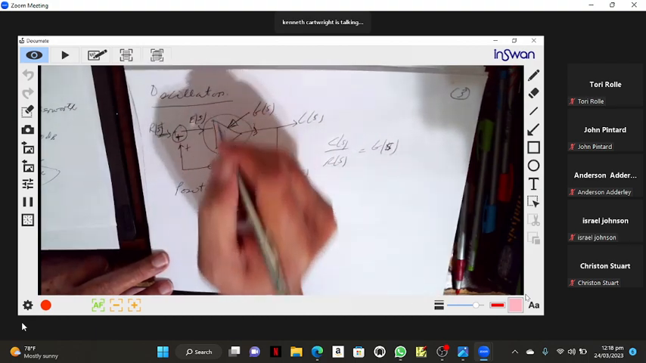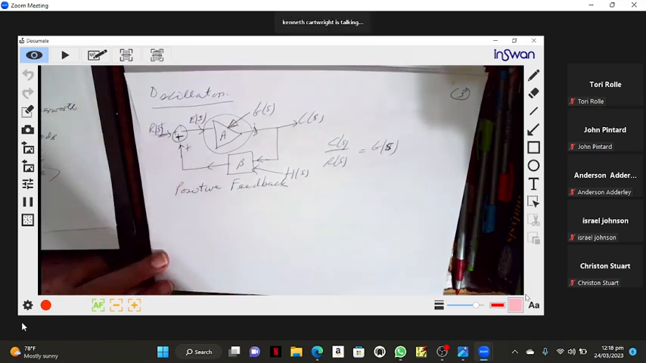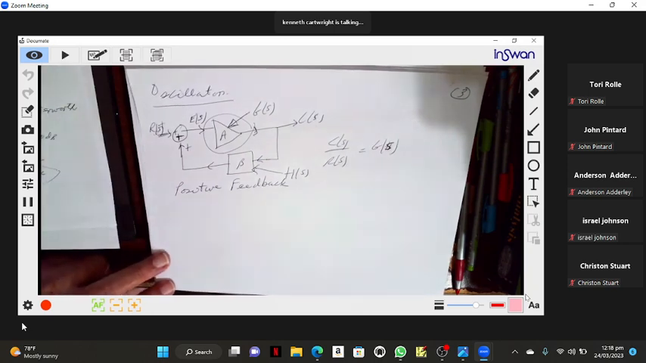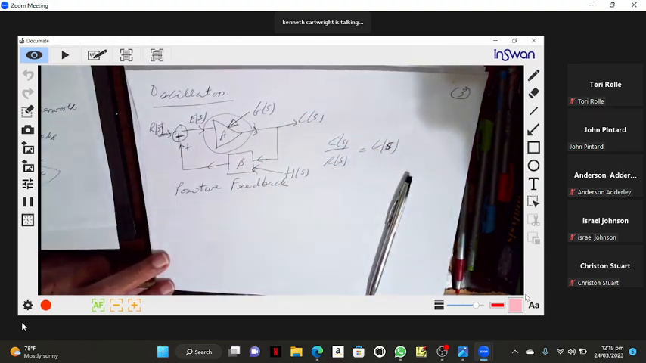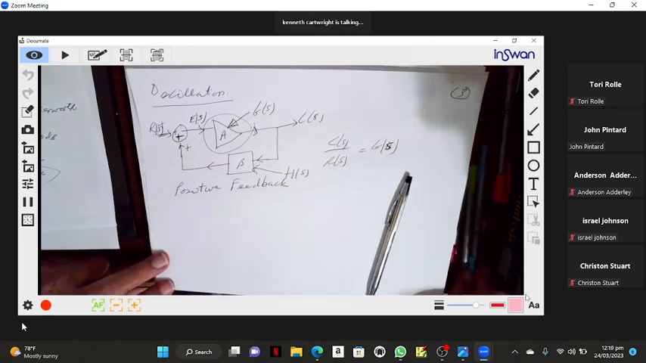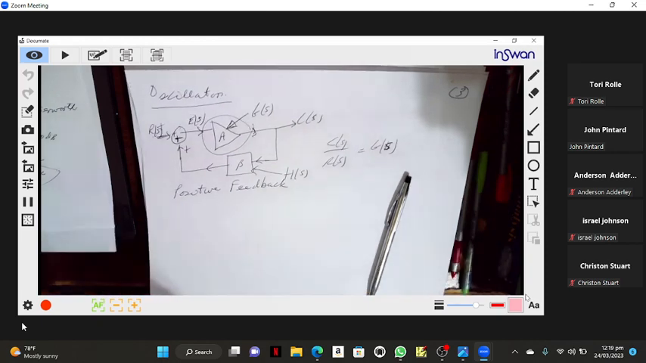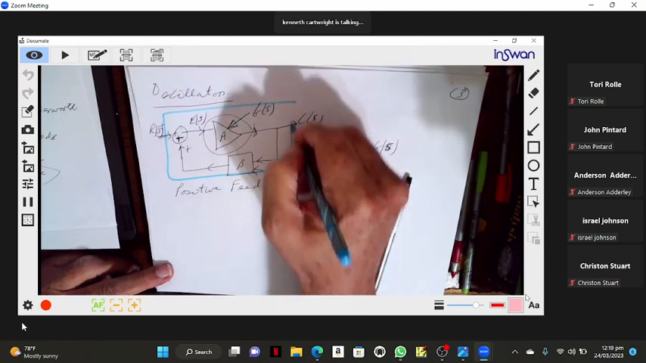Did y'all call it E? Y'all call the error? What did y'all call C of S? What is C of S divided by R of S? That's forward path gain. No, this is not forward path gain. G of S is forward path gain. You're trying to look for the name. I am asking you, what is the overall transfer function? C of S divided by R of S. This is the overall transfer function.